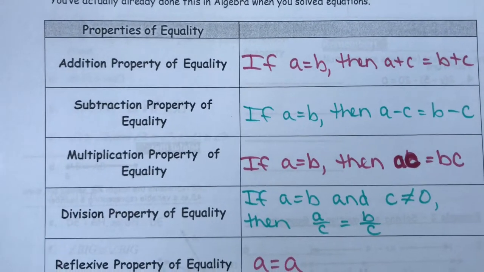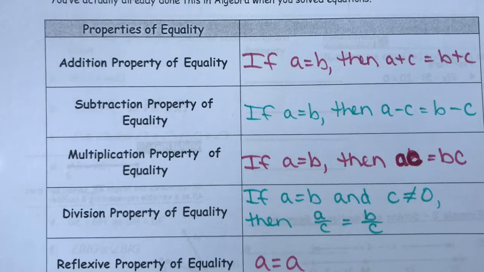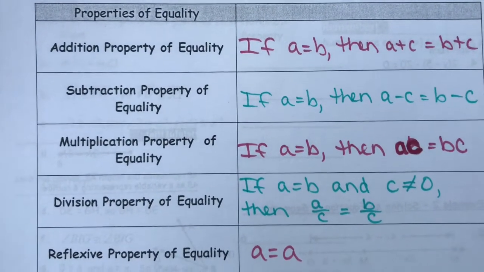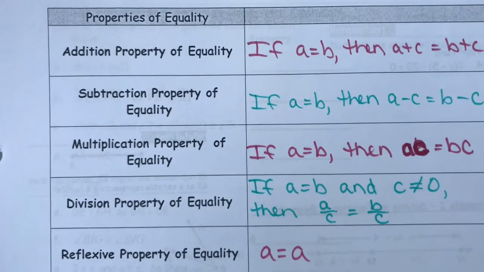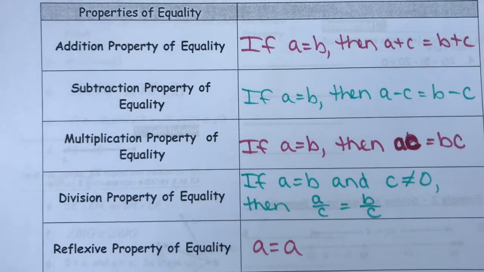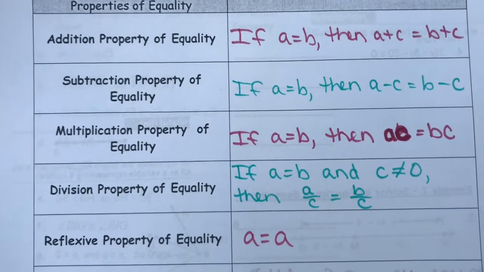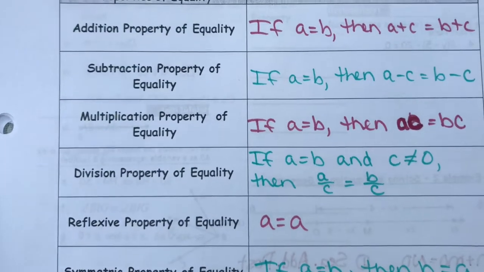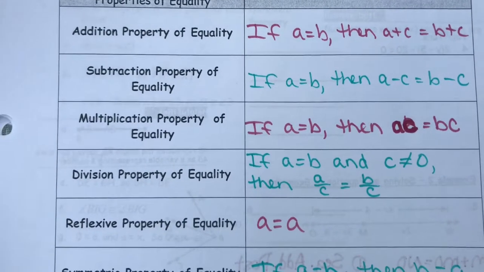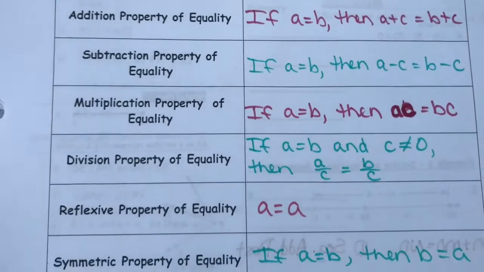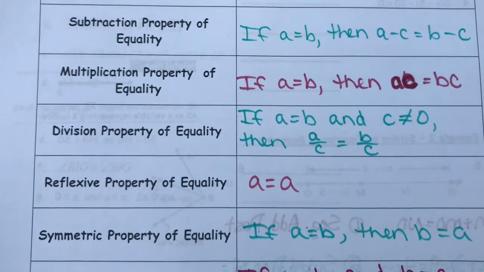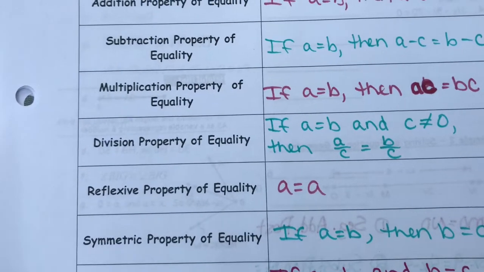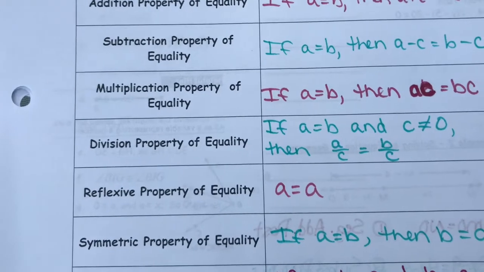Aren't you excited? First one is the addition property of equality, which says if A equals B, then A plus C equals B plus C. Okay, so you can add the same thing to both sides. Subtraction property of equality and multiplication property of equality are similar. You can subtract the same thing on both sides of the equal sign, and you can multiply by the same thing on each side of the equal sign. The division property is the same thing, except C cannot equal 0 because you can't divide by 0. Ask Siri, she'll tell you funny things if you try to divide by 0.